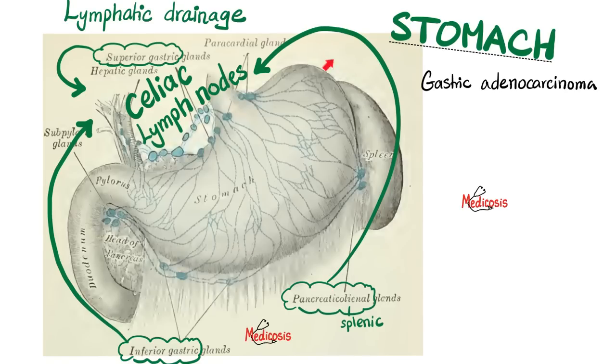Let's look at the lymphatic drainage again. This is the superior gastric area, inferior gastric area, and the gastrosplenic area. The superior gastric area drains to the superior gastric lymph nodes, which will then drain to the celiac group of lymph nodes. Inferior gastric area to inferior gastric nodes to the celiac nodes. The gastrosplenic area to the pancreatico-splenic lymph nodes to the celiac lymph nodes.